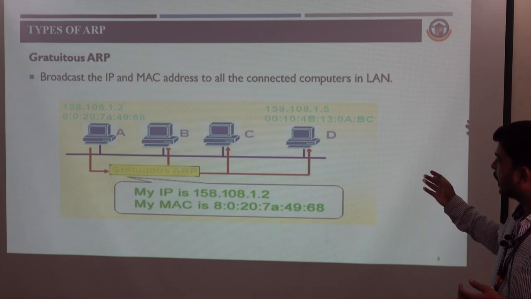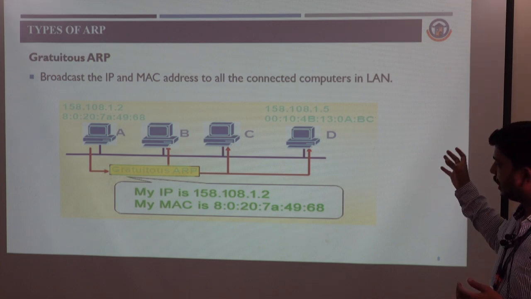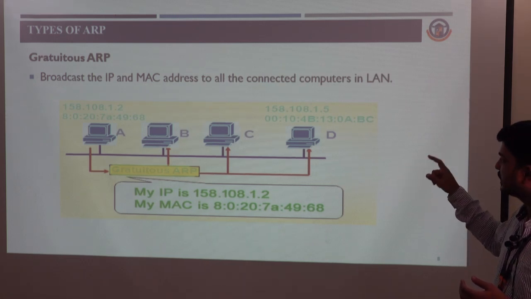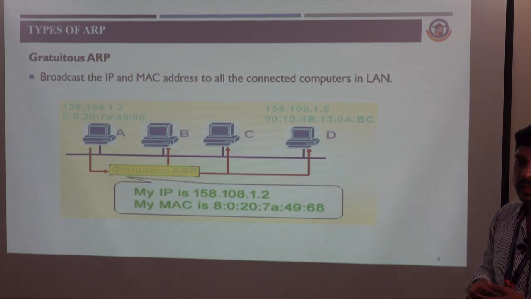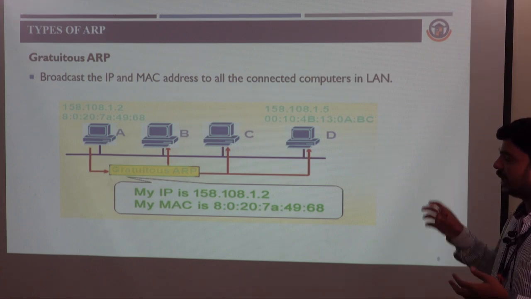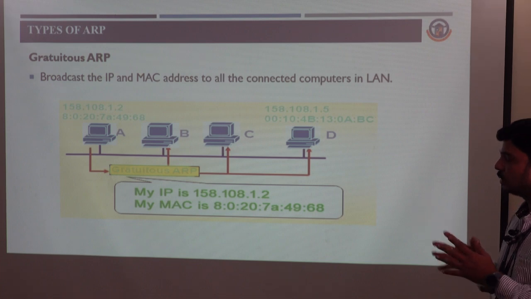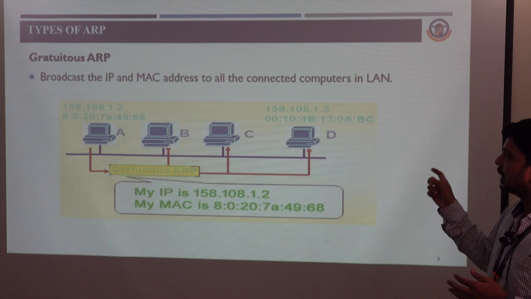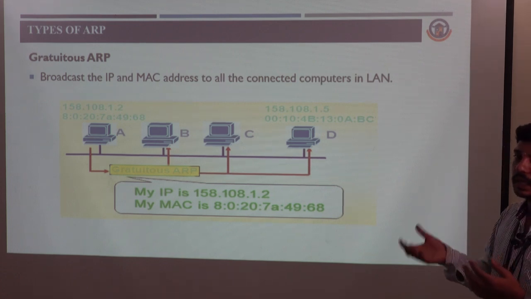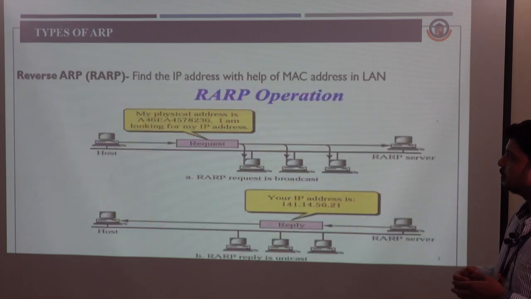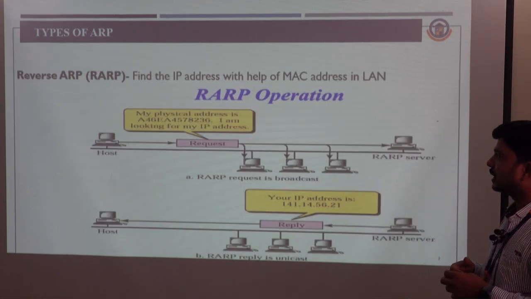At the time of reply, computers B, C, D and all the computers will reply with their MAC address. Once the reply is generated from B, C and D, it is stored in an ARP cache table. The main purpose of gratuitous ARP is to find out the MAC address, which is common for all the types of ARP. Especially, gratuitous ARP automatically broadcasts the message to all the connected computers in a local area network. So the next one is reverse ARP.